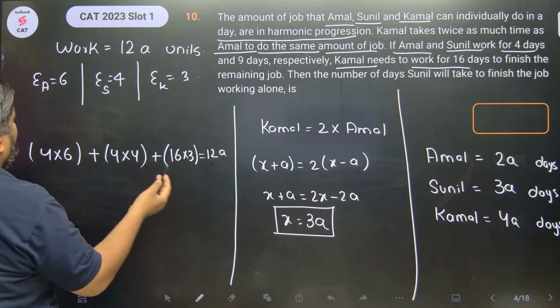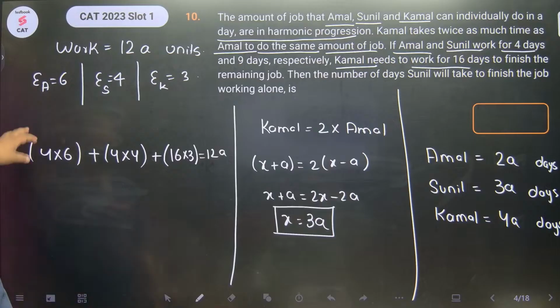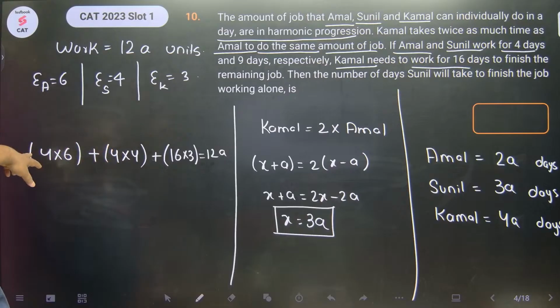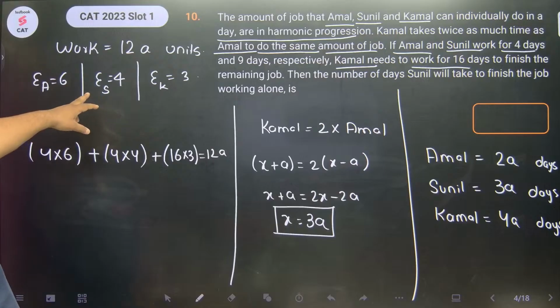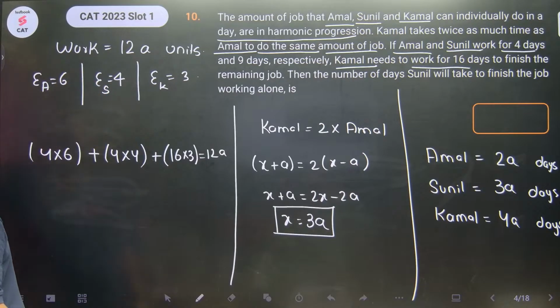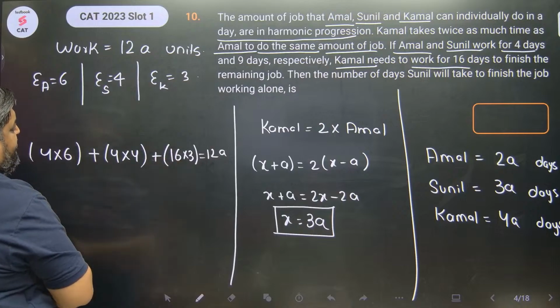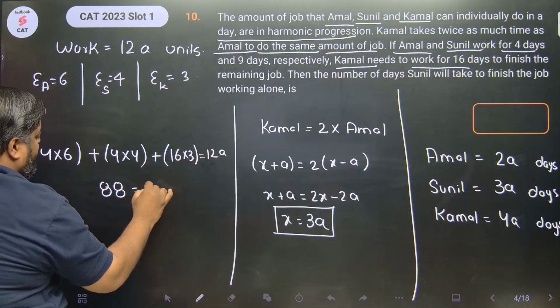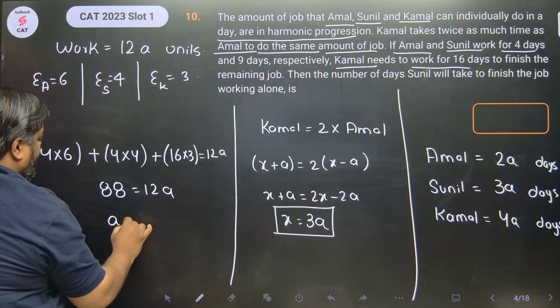Okay, did an error happen? 12 by 2, 6, 12 by 3, 4 and 12 by 4, 3, right? Amal and Sunil are working for 4 days. 6 and 4, 10, 40. This is 40, and this is how much? 48. 88 is equal to 12a, and a would be 88 by 12.